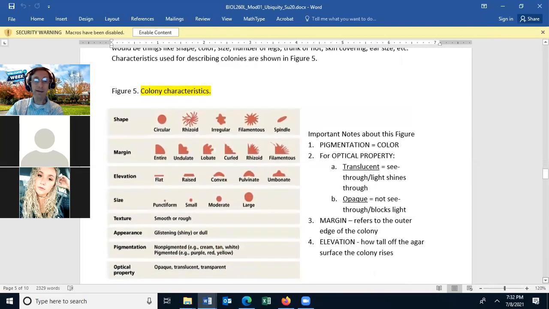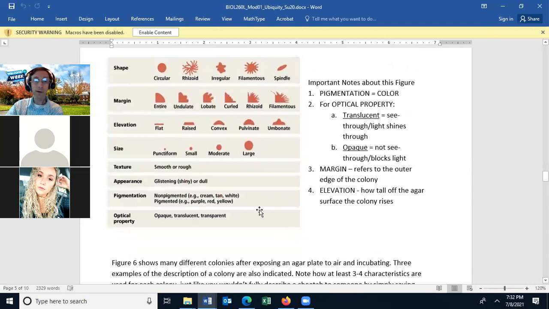Now the good thing is, if I ask you about the colony characteristics, I will give you this table, but you have to be able to use the table and interpret the table.